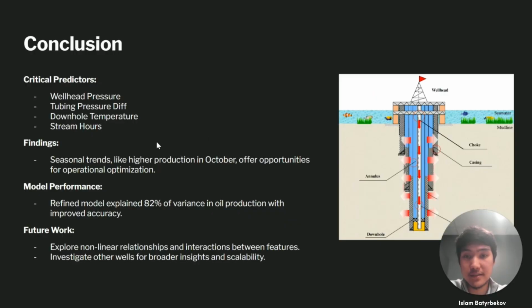In conclusion, my analysis identified that you need to maintain pressure at the surface, temperature at the bottom, and pressure inside the tubing pipe, as well as keep high stream hours to improve oil production. The refined model performed well, explaining 82% of the variance in oil production.